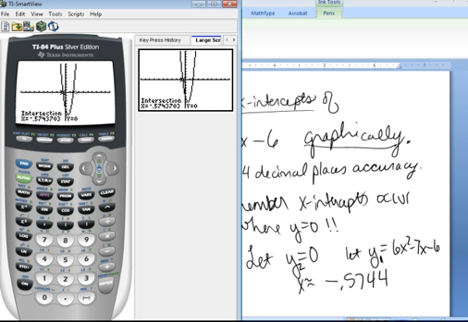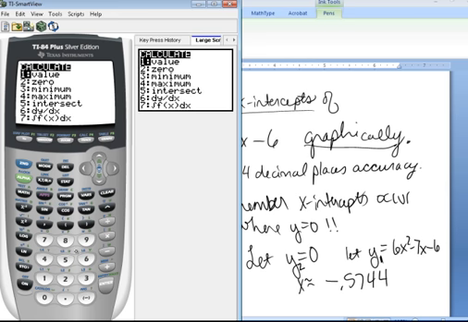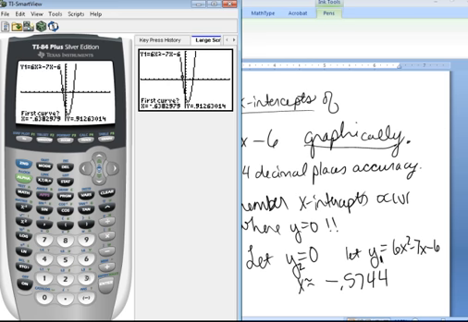I want to find the intersection point on the right side as well, so I go through the whole process again. Second, trace, option 5, intersect. It asks, is this the first curve? Yes, so I press enter. It asks, is this the second curve? Yes, so I press enter. It asks for a guess. Since I want to find the one on the right, I move the cursor over until it's sitting on the intersection point to the right and press enter. And this time it says the intersection occurs at approximately 1.7410.